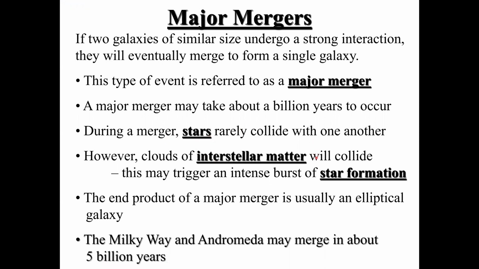It is the interstellar matter that will collide, and collision of this interstellar matter may trigger an intense burst of star formation. Remember that when interstellar matter collides, you need to go back and think about the conditions we talked about to have protostars. Remember we talked about the Jeans mass and the virial theorem as conditions to have a protostar, which is the initial state of star formation, right? So depending on how this interstellar matter interacts during these galaxy collisions, it may trigger an intense burst of star formation.